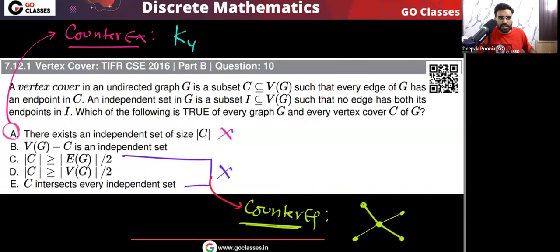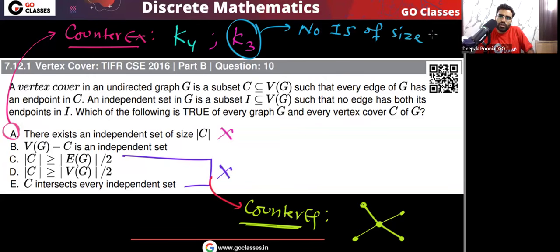Will K3 work as a counterexample? If I take K3, will it work? In K3, the vertex cover size will be at least 2. And there is no independent set of size 2. So K3 will also work, because in K3 there is no independent set of size 2.